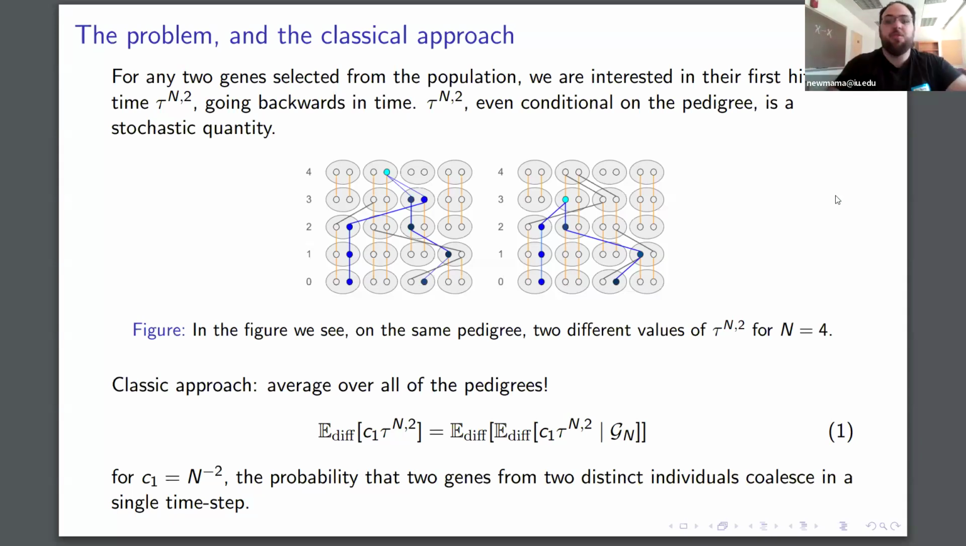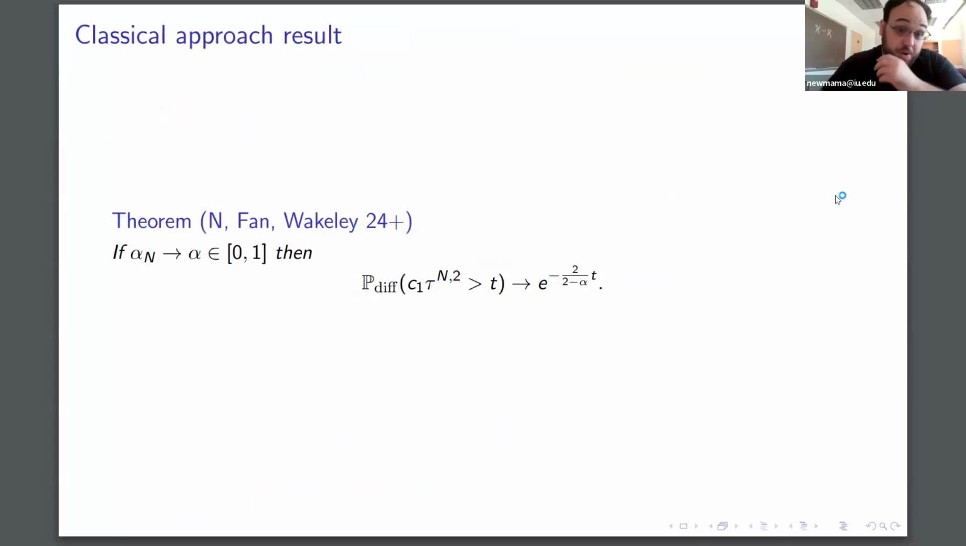For an appropriate time rescaling, in this case, what's called C1, which is the probability that two genes from two distinct individuals coalesce in a single time step. With that time rescaling, the classic approach is to average over all of these random pedigrees. And so you can do that. And we have this simple result which says that alpha n converges to alpha between 0 and 1 inclusive.